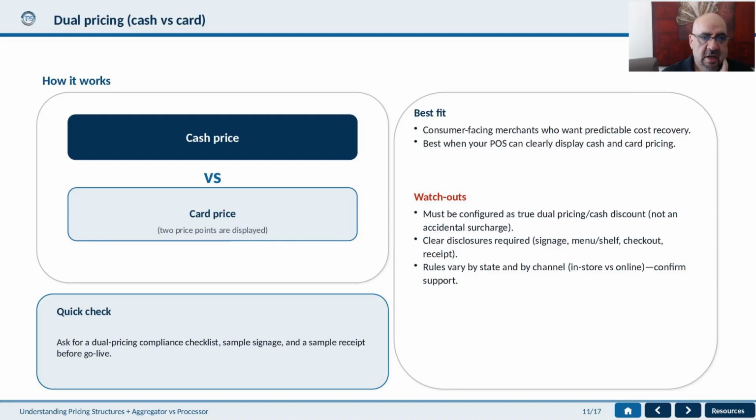to the customer. If they do cash, the system will just run it as cash, and it'll report it to the portal. Most systems nowadays have back office portals like ourselves. We can monitor this and manage it accordingly. This is for customer-facing merchants who want predictability, cost recovery. Best when the POS can clearly display cash and credit as our credit card pricing, as I mentioned. Watch out for: it must be configured as true dual pricing cash discount, not an accidental surcharge.